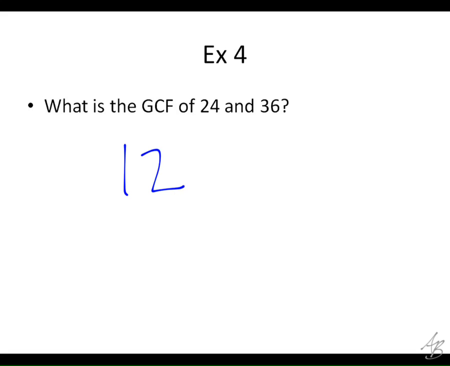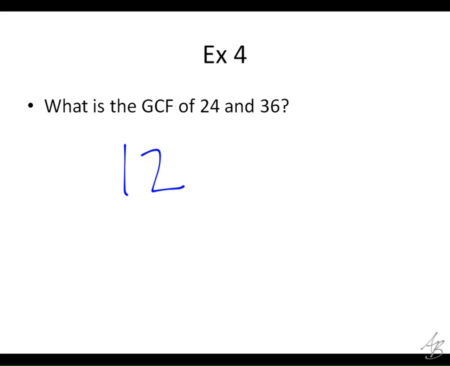So here's what we did. We talked about what factors are. We talked about what factor pairs are with the factors. Then we talked about what a common factor is, meaning if we have two numbers, what factors they have in common. And then the GCF is the biggest of all those. Now, if I want to find the GCF of two numbers, I can go through all of those steps if I want. I can list all the factors, I can see which ones they have in common, and then I can see which one's the biggest.